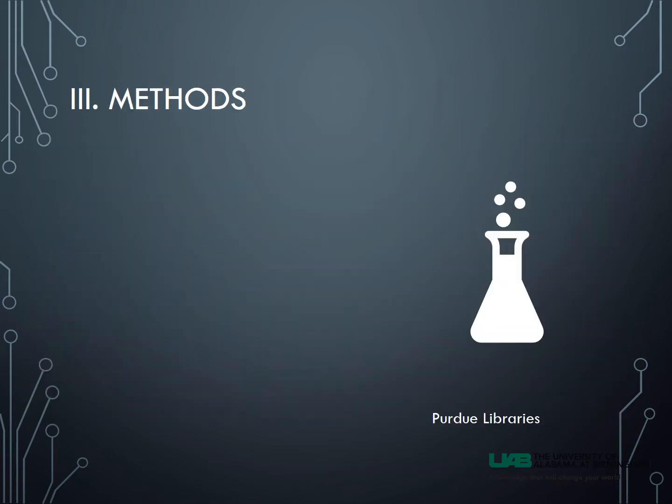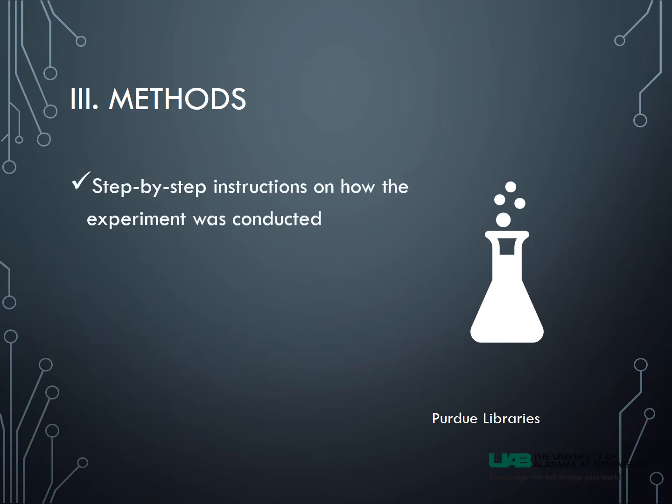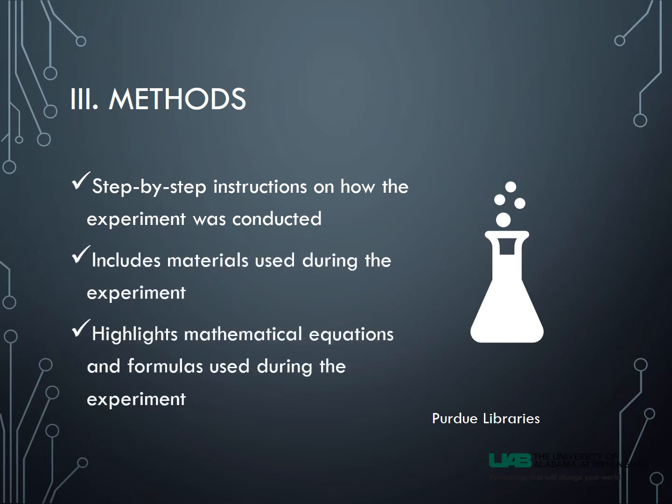Okay, so this section is our method section, and it's probably one of the most important because it explains how things happen. And so it includes step-by-step instructions on how the experiment was conducted, which typically includes the materials and methods that were used, and it also highlights any mathematical equations and formulas used during the experiment.